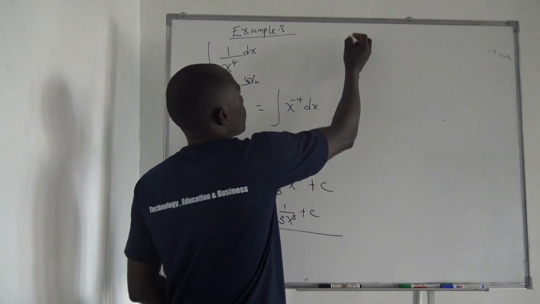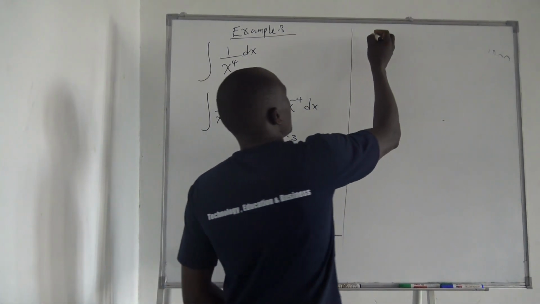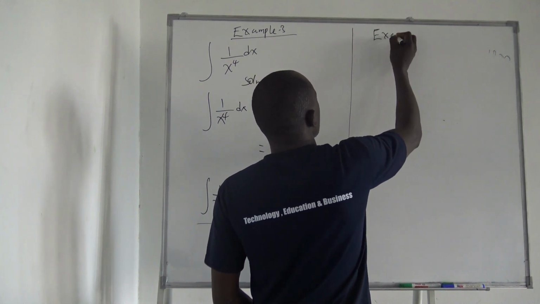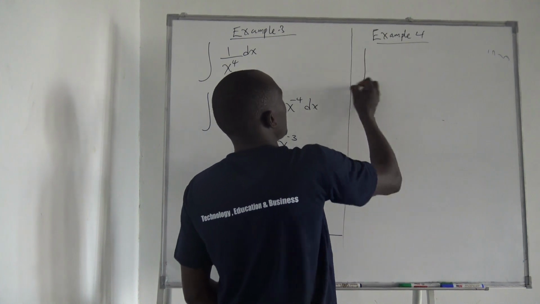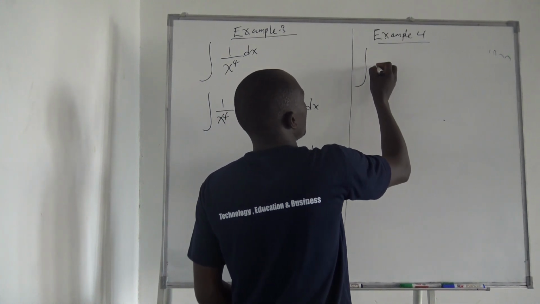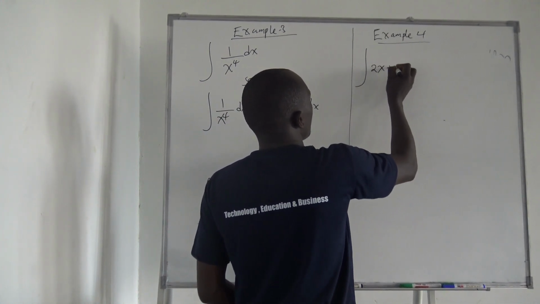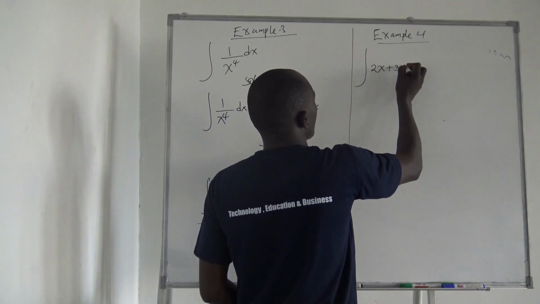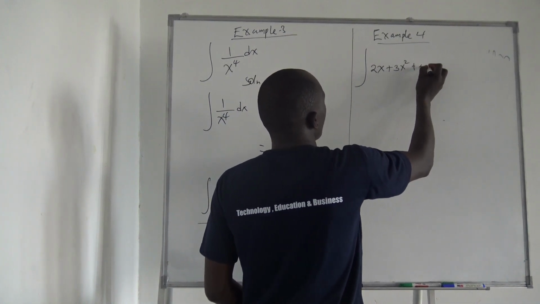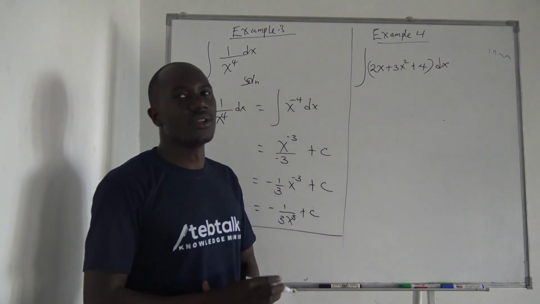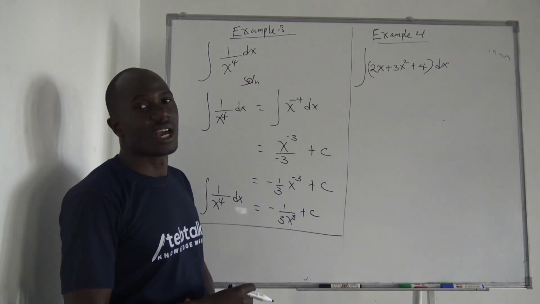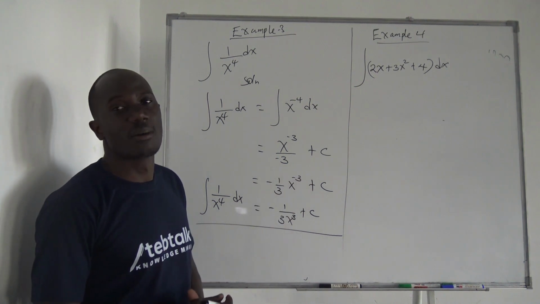So we are going to go to another example. That is example 4. Because you come and say integrate 2x plus 3x squared plus 4 dx. So how do we handle such a kind of a number like that?